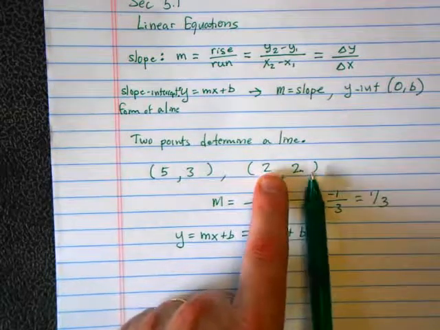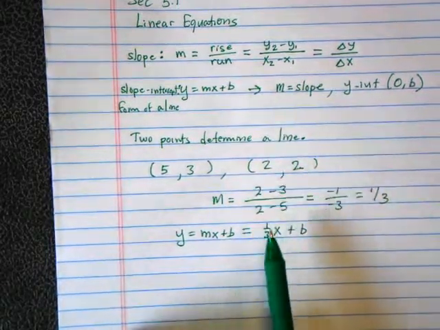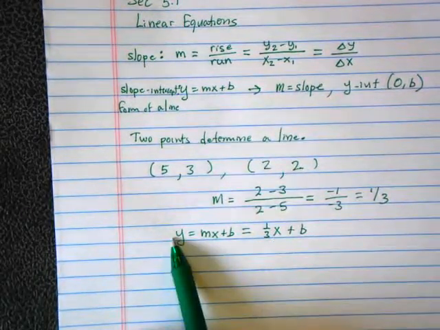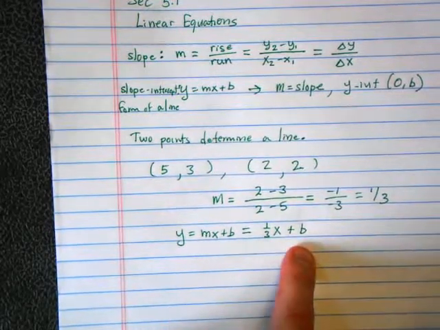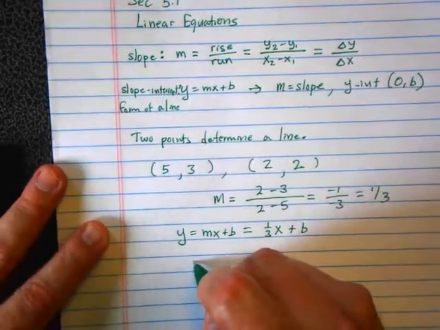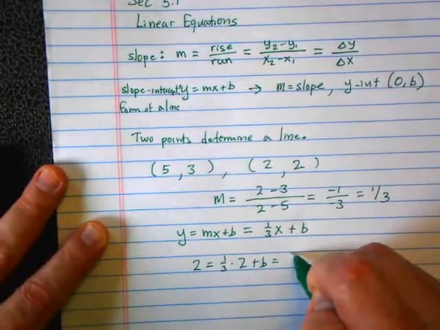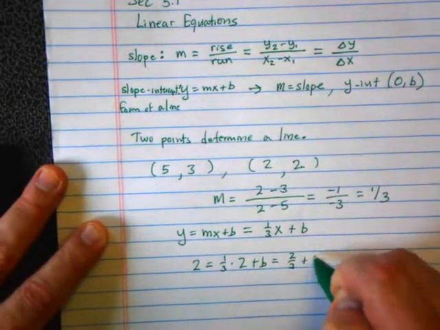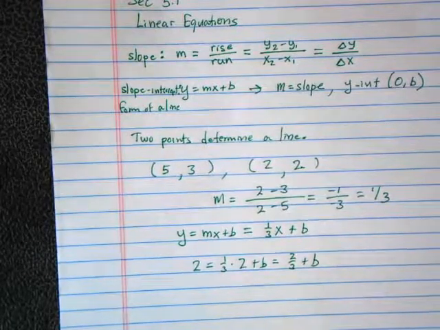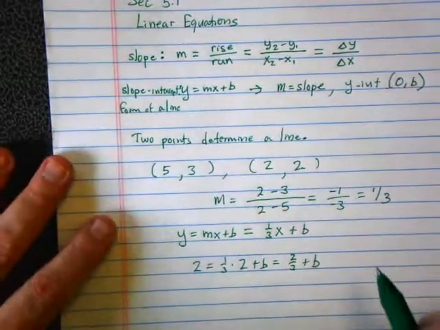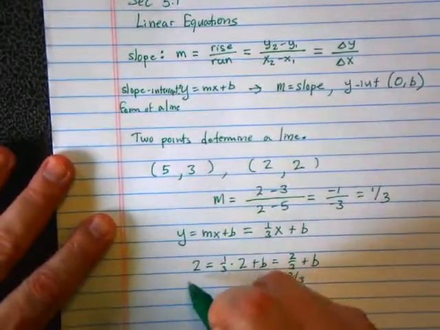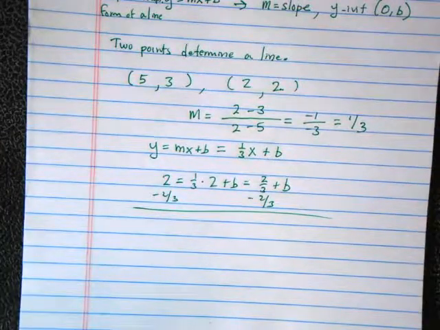So you pick one of the 2 points. Which one do you like? 2, 2 looks easy. So I'm going to take 2, 2. I'm going to plug 2 in for the x, and I'm also going to plug 2 in for the y, and then I'll solve for the b. So I would have 2 equals 1/3 times 2 plus b. That's 2/3 plus b. So to get the b all by itself, I subtract 2/3 on both sides.